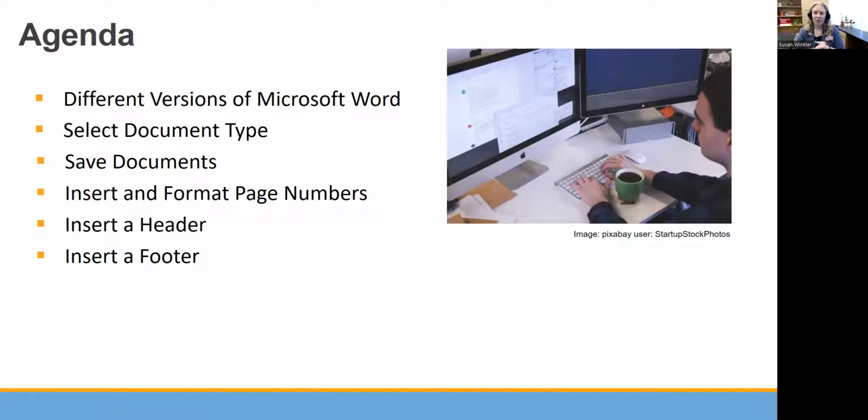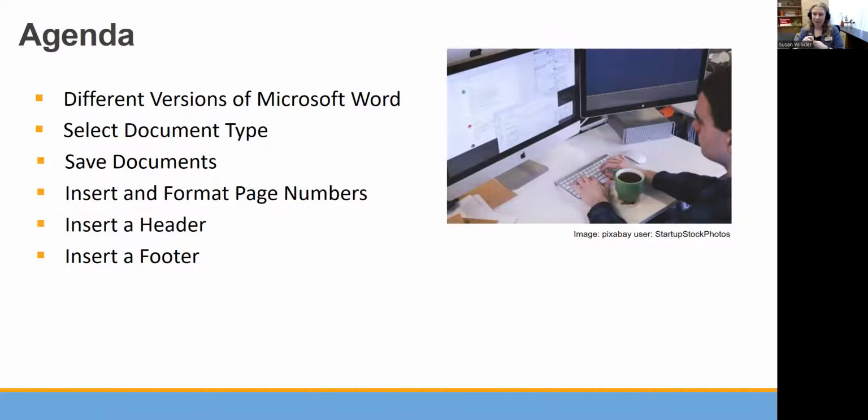We're going to go over what document type is and how to select a different type of document or use a template. We'll talk briefly about how to save documents, and save and save as. And then we're going to jump right into our content for today. We're going to spend a lot of time on the insert tab, and we're going to be doing some formatting of different things that we put into a document.